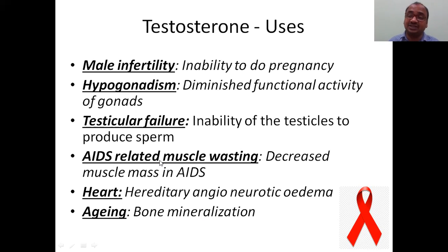AIDS related muscle wasting. See, testosterone builds up the muscles and bones. So in AIDS, what happened? Muscles will become weak. Bones will become weak. In such cases, testosterone is useful. Doctors have to give testosterone in such a condition because it builds up the muscle and the bones. In AIDS, the body will become lean, muscles and bones slowly dissolving.